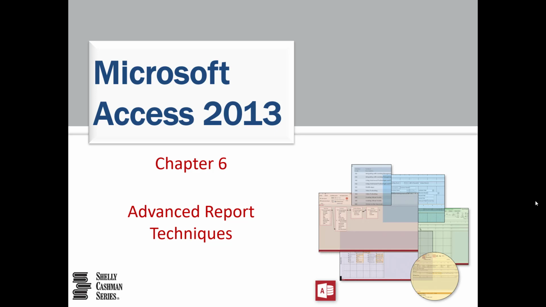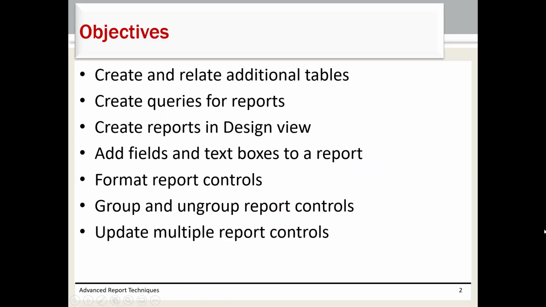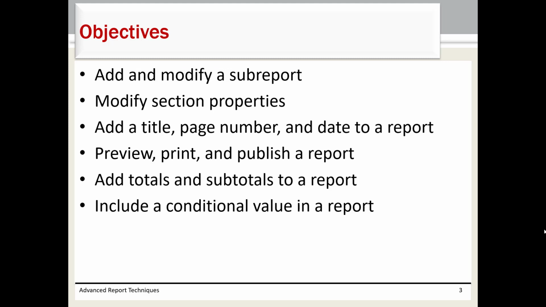Hello everyone. In this chapter 6, we are going to go through advanced report techniques in Microsoft Access. The main objectives designed and intended for this chapter include create and relate additional tables, create queries for reports, create reports in design view, add fields and text boxes to a report, format report, and some other tasks like adding a sub report, modify it, and adding queries to the report.